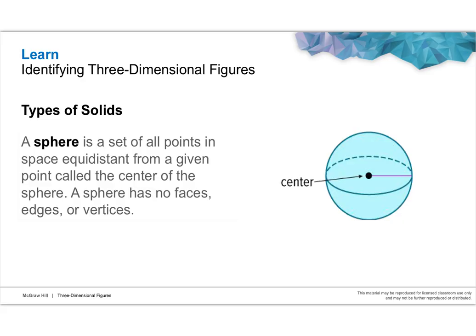The final type of solid we're going to study is called a sphere, and a sphere is a set of all the points in space that are equidistant from a given point called the center of the sphere. So all of the points that are a given distance from that center in three-dimensional space. A sphere has no faces, edges, or vertices.